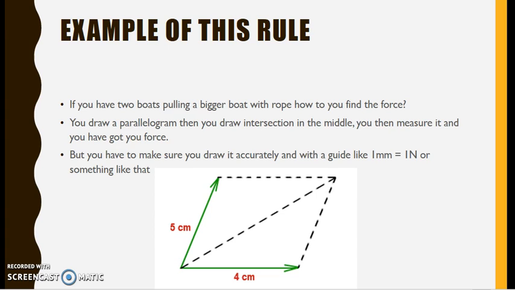Yeah, that's basically it. Oh yeah, and also keep in mind not to draw this quote unquote rope on the actual size of the rope. You have to draw it on the size of the force of the newtons.